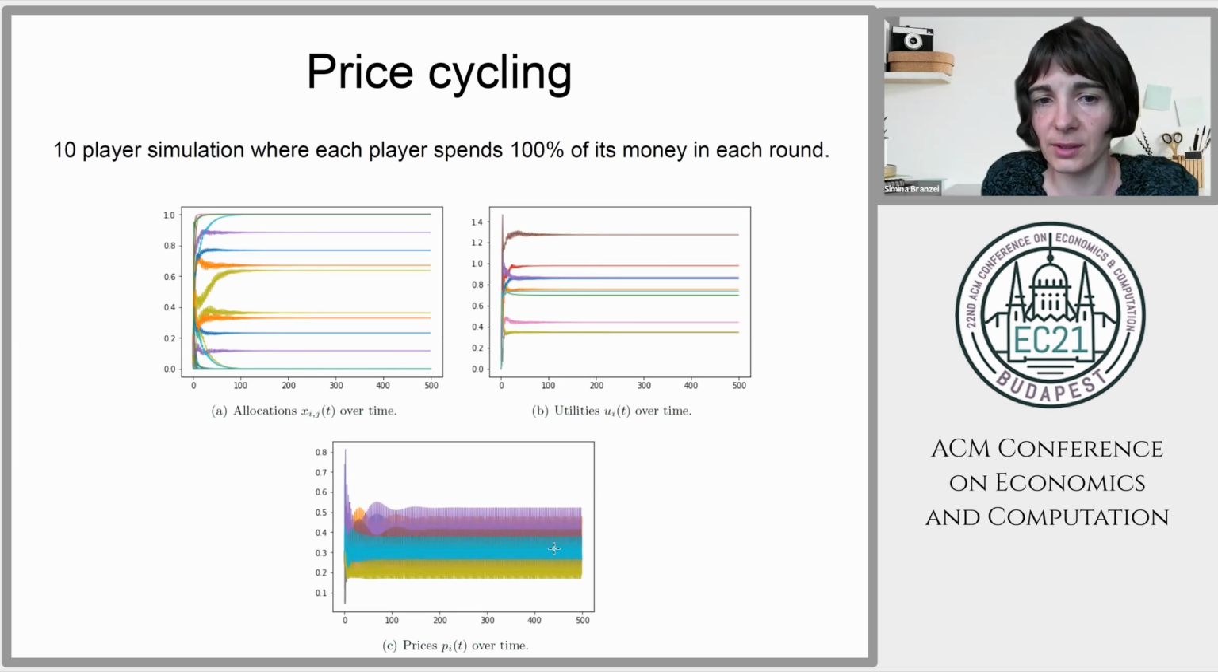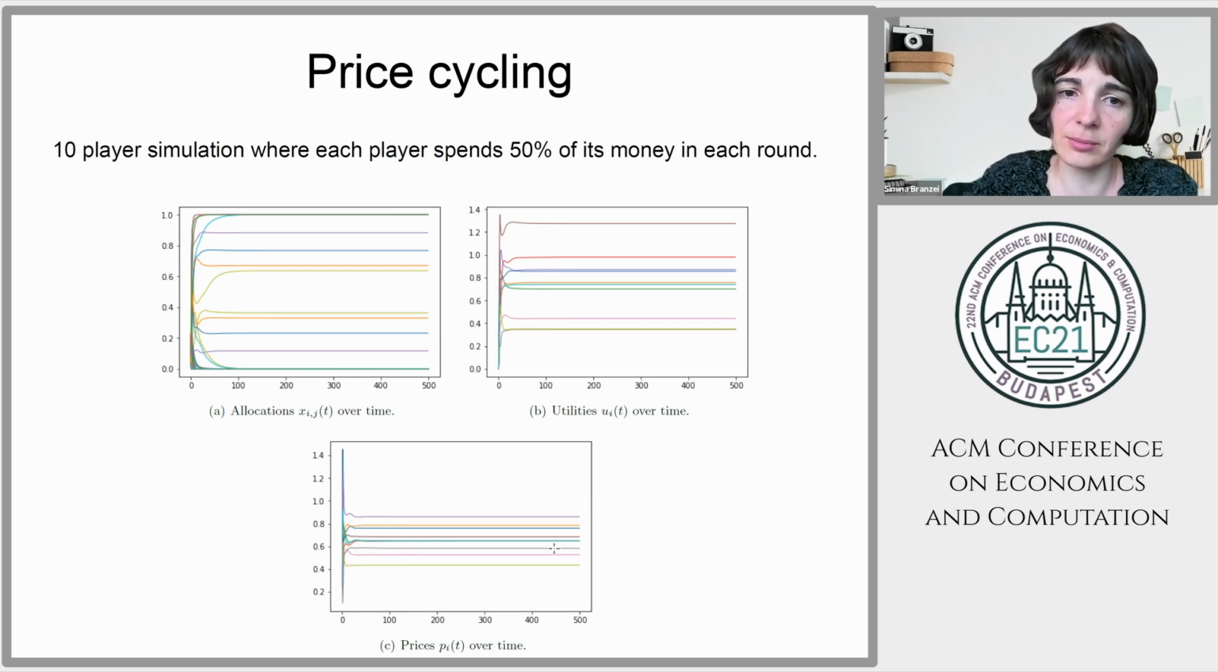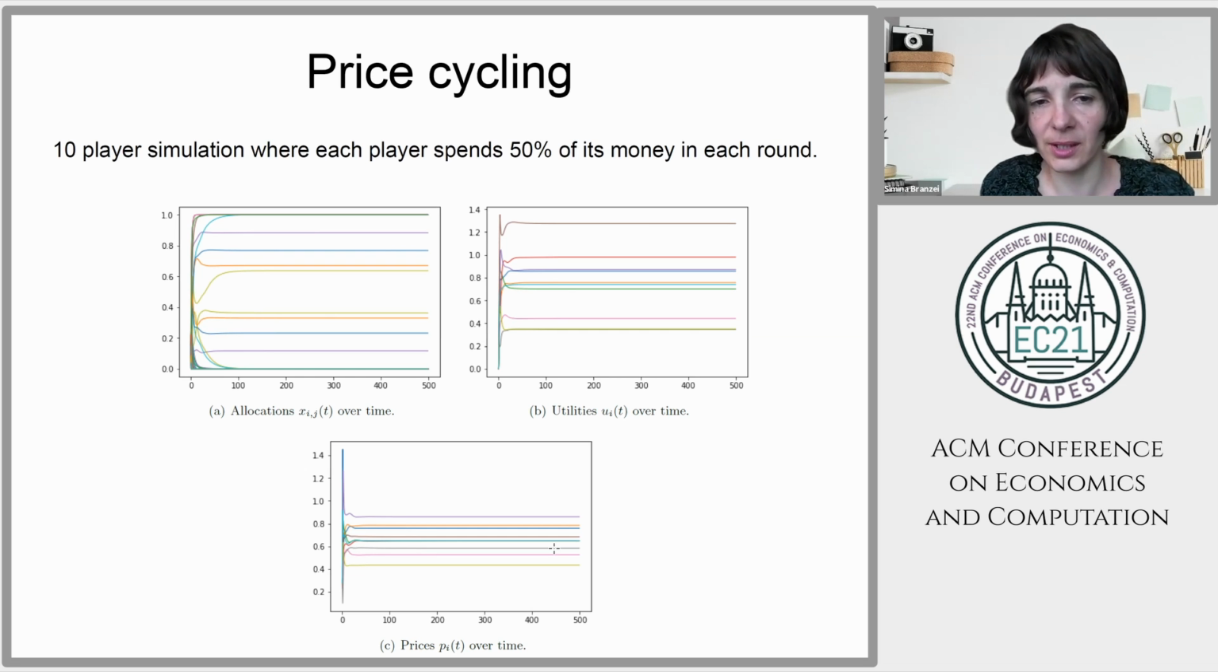This is the previous example that I showed you with 10 players. Here, each player spends 100% of its money in each round. And this is the same instance where each player spends 50% of its money in each round. So you can see that this removes the oscillations very efficiently. And we also think it's a natural behavior in some sense. So the players may want to save some of their money.